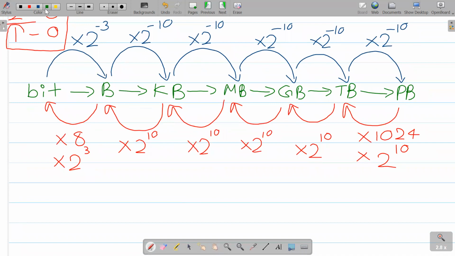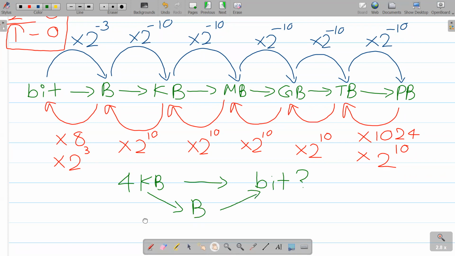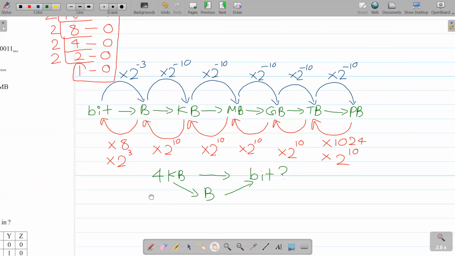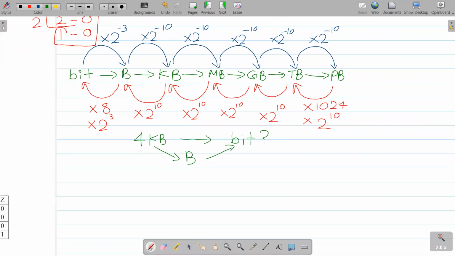So if someone asks you to convert, let's say, 4 kilobytes into bits, what can we do? We can convert kilobyte into byte and we can convert byte into bits. So to do this, we can take this 4 kilobytes straight away as 4, or 2 to the power 2.